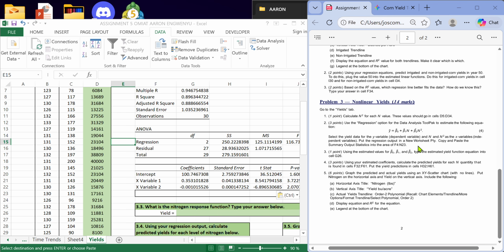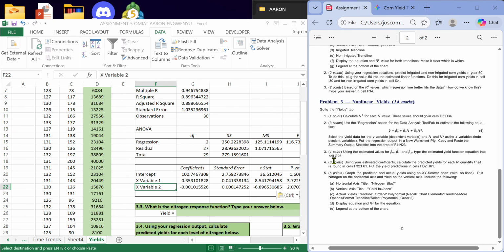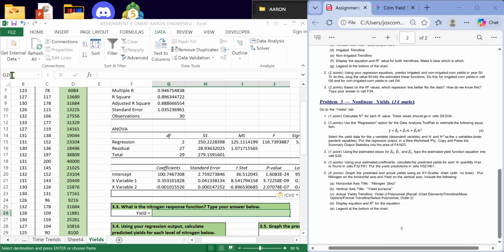Now, after we have done that, the next thing is copy and paste. Using the estimated values for B0, B1, B2, type the estimated yield function equation into cell G26. As always, I don't like looking, so I just type in the cell. So there, I think they want me to type this. Yes. So we're going to type this equation. We begin equals B naught. Where is our B naught?